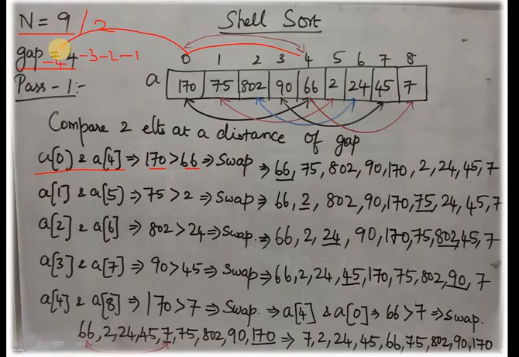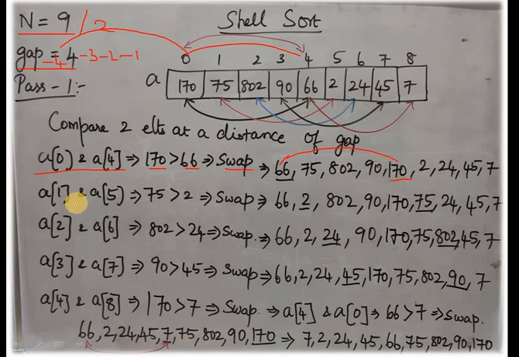Here we have only positive indexes, so we have considered only the 0th and 4th elements. You have to check the left side as well as the right side gap; both gaps you have to consider. Here there are no elements on the left side, so we are considering only the right side interval. So 170 and 66 will be compared. The left hand side element is greater, so you need to swap. So 66 and 170 are swapped here.